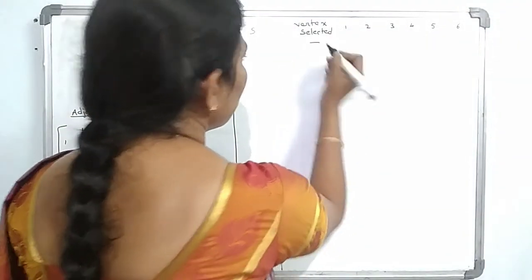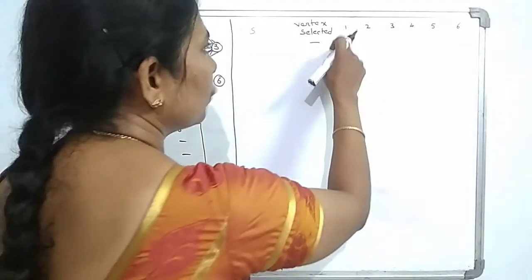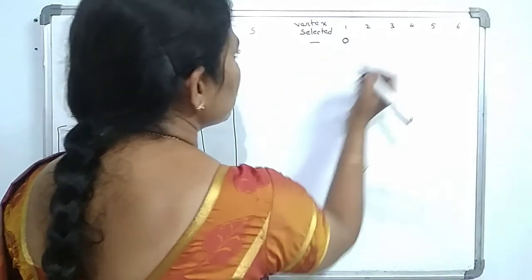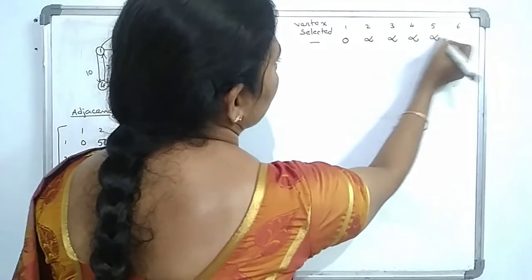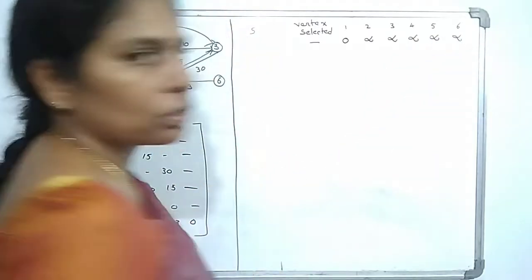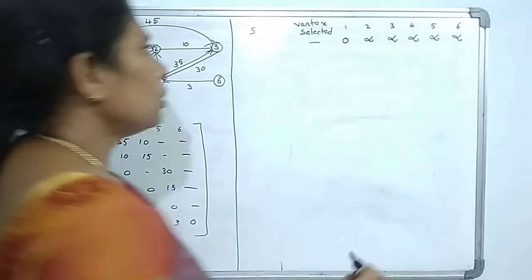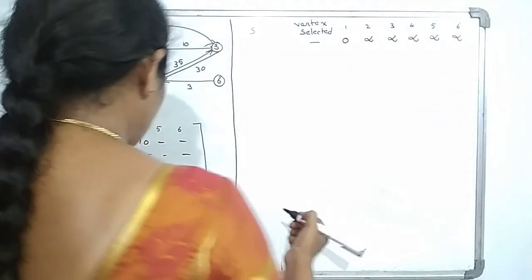Initially we do not have anything. The source is 1, so it becomes 0. Initially you can set all the others to infinity, since initially there are no values. Now we start with vertex 1.